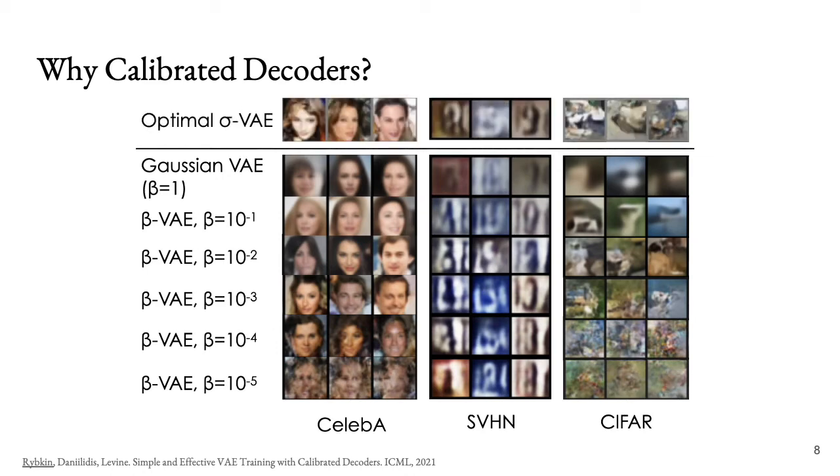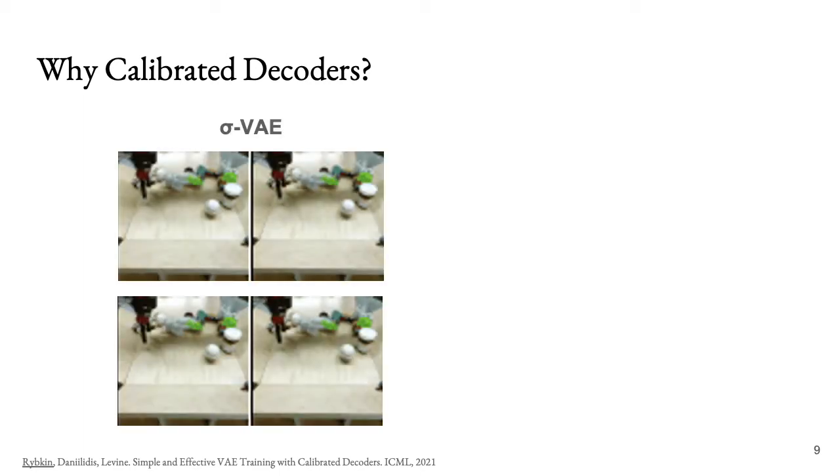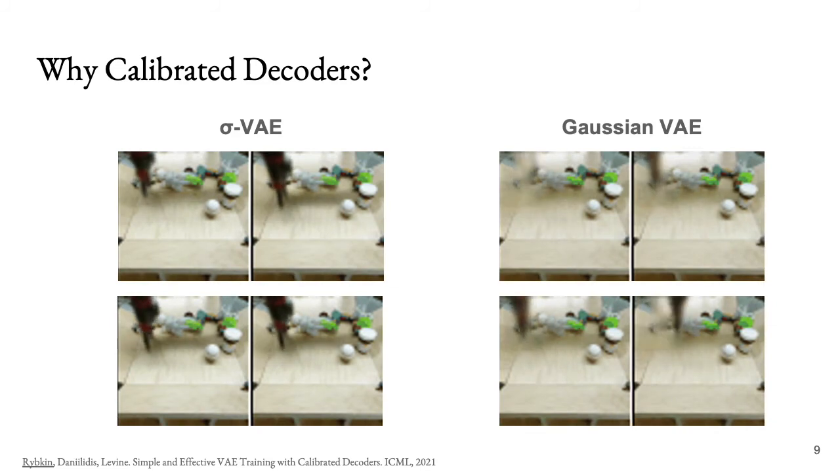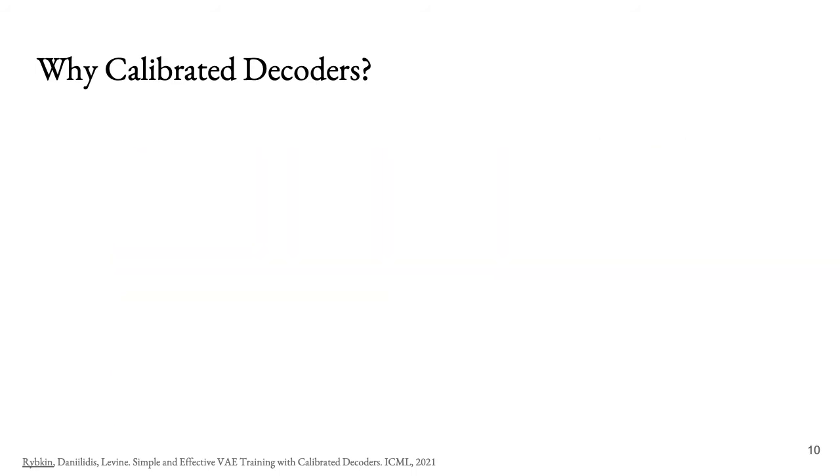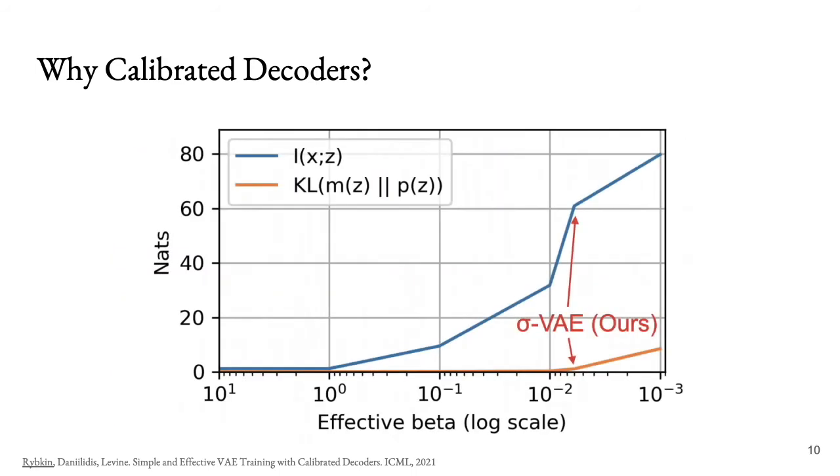In contrast, learning the variance produces high-quality samples on all datasets. This also works on a model trained for stochastic video prediction of robotic arm movements. The sigma VAE powered model produces good videos, while the naive Gaussian VAE removes the arm from the image as it is not able to retain the information about the arm position. In the paper, we also show that optimal sigma VAE achieves a sweet spot in terms of information in the latent variable and the divergence between the marginal and the prior.